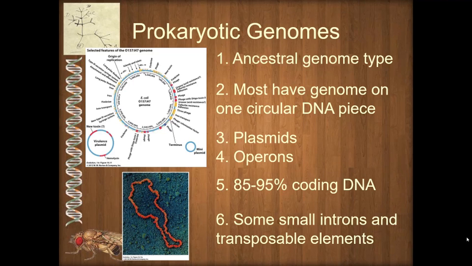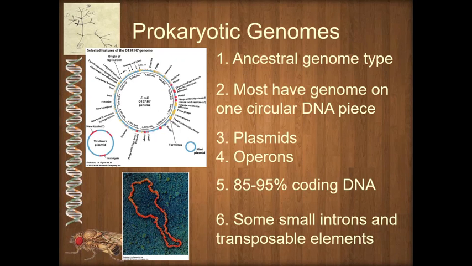Almost all of them have a circular single DNA piece. That's their entire genome. Now, we can think of them as having bonus DNA. It's not necessary for survival, but sometimes conveys extra features, additional things that can be beneficial. And these are called plasmids. And they are also circular.